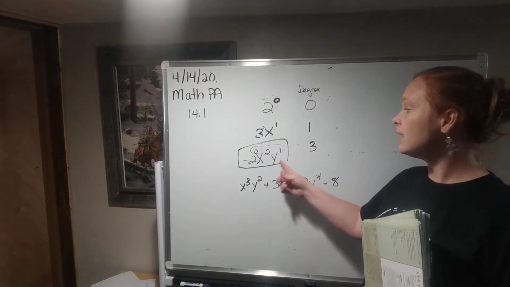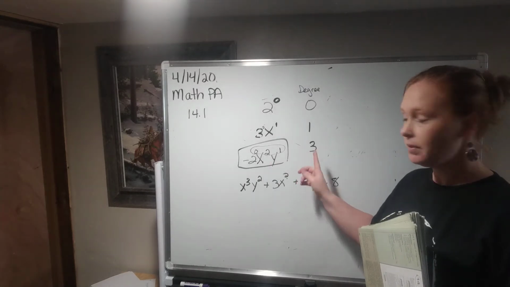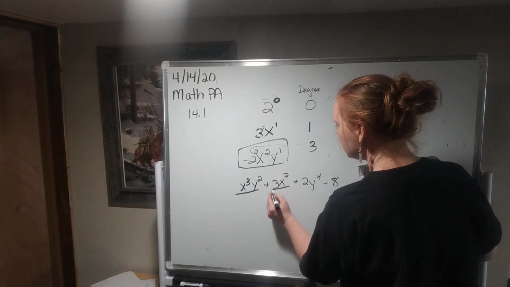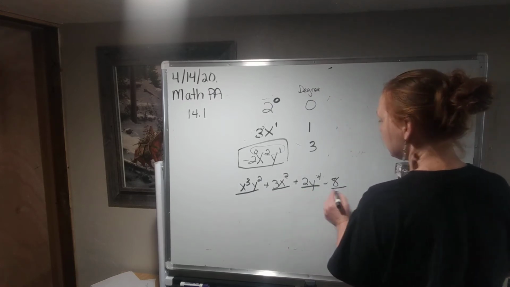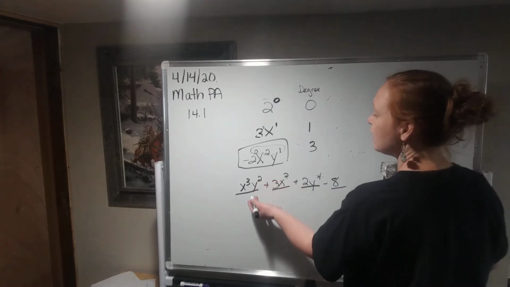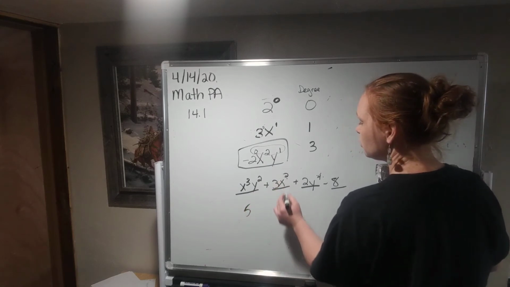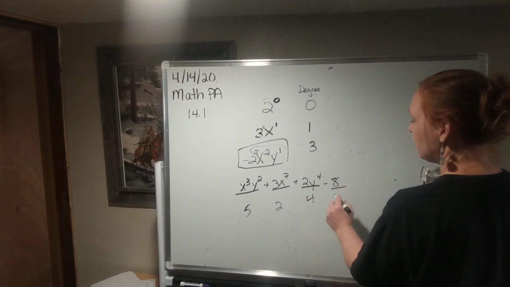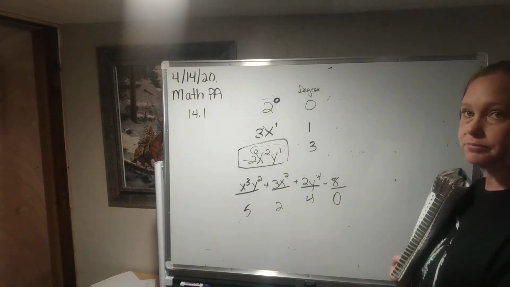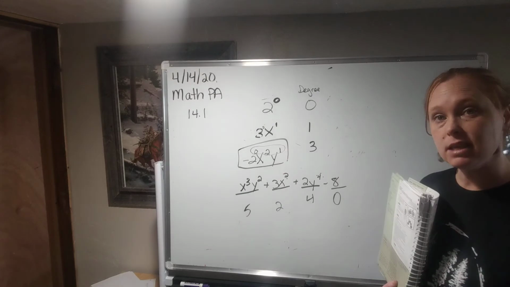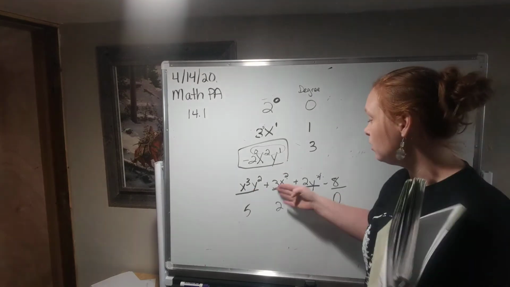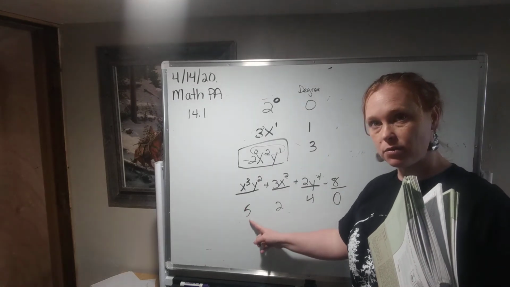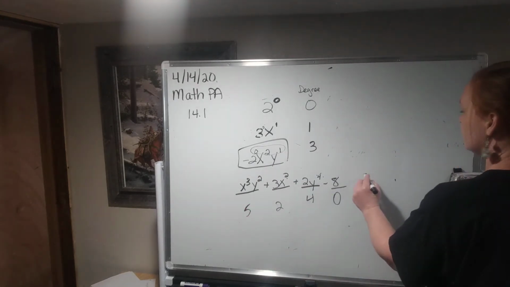It's just the degree of the term, okay? Now, here I can see that this is a term, this is a term, this is a term, and this is a term. So the degree of this term is 5, the degree of this term is 2, the degree of this term is 4, and the degree of this term is 0. When I'm asking for the degree of a polynomial, I just take the highest degree of the terms. In this case, it equals 5.